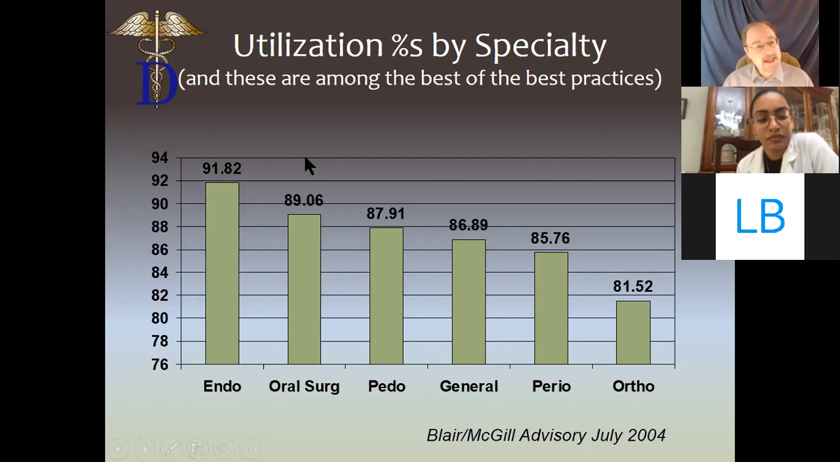Patients aren't going to want to cancel when they're in pain. Same is kind of true with oral surgery to a certain extent, right? Don't want to miss that appointment, in part because it is a surgery. It's kind of got that ring to it. Pedo, their success rate is about 88%, general dentistry about 87%, perio about 86%, and ortho about 82%. I think there's a tendency, most of those people who are doing ortho are kids, and the parents are taking them to their appointments.